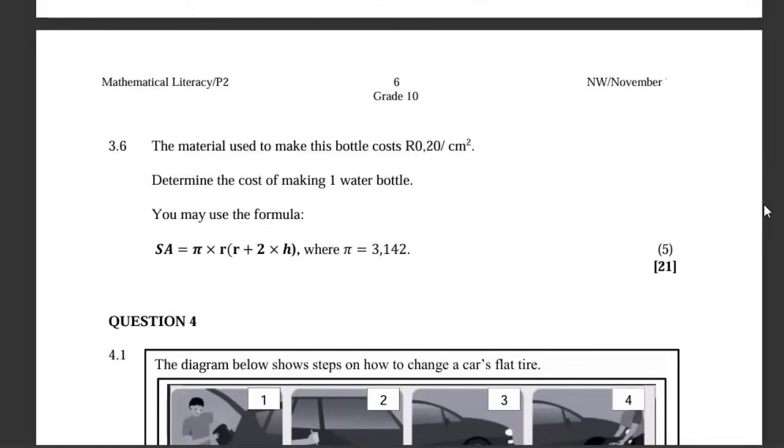Material used to make the bottle costs 20 cents per centimeter squared. Calculate the cost of making 1 bottle. You see, first and foremost, we need to look at the surface area. We already saw that our radius is 4. The height, we converted it and it became what? 24. Come and we substitute inside here. We shall say 3,142 times 4 into 4 plus 2 times the height. This is a formula given to us. All right.